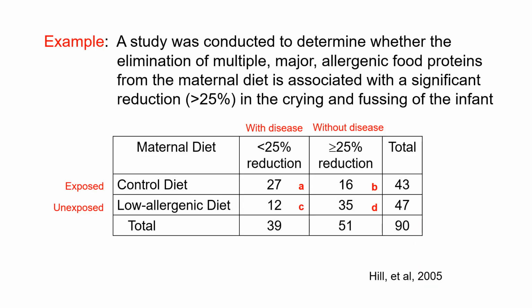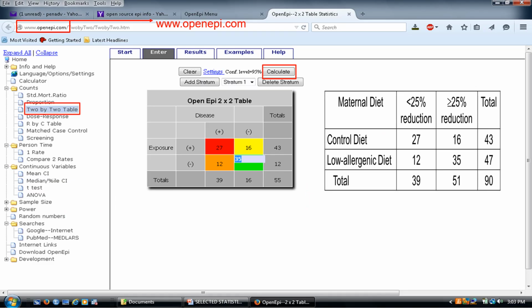In this example, the investigator wishes to determine if a low allergen maternal diet can reduce crying and fussing in the infant, which are symptoms of colic. The exposure variable is the control diet containing allergenic food proteins, and the outcome is non-significant reduction in the crying and fussing of the infant. This slide shows the analysis using open source EpiInfo.